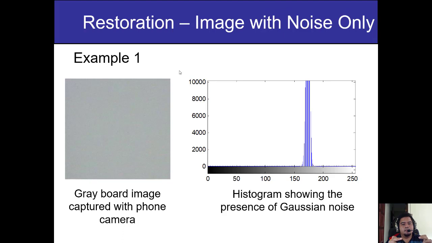Then once you obtain the image, this is an example of the image of your wall. Or in other words, in this slide they are using a gray board. Some gray board image you capture by using your camera, and then you plot the histogram. That is the first step if you want to investigate what type of noise affects your image.